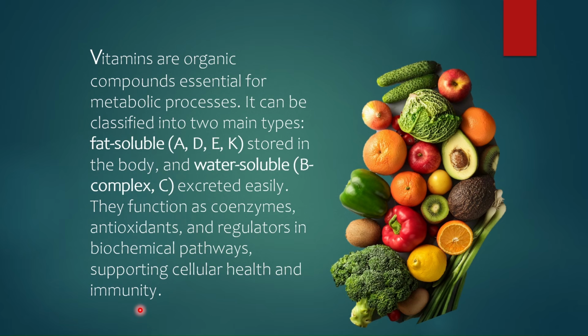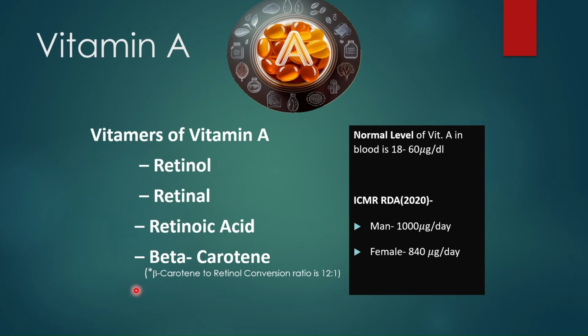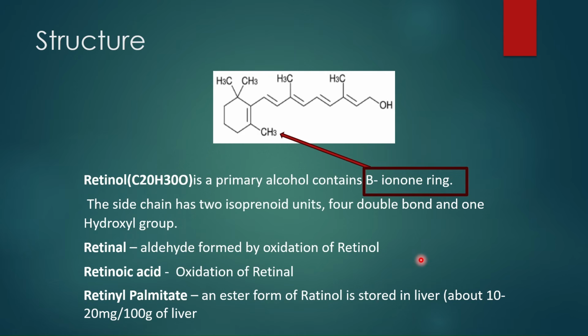So let's take a detailed overview of our important vitamins one by one, starting from vitamin A. Forms of vitamin A include retinol, retinoic acid, and beta-carotene. Beta-carotene is a plant-based vitamin A having 12:1 conversion ratio. Normal level of vitamin A in our blood is 80 to 60 microgram per deciliter. ICMR recommended daily allowance for vitamin A is 1000 microgram per day for male and 840 microgram per day for female. Let's look at its structure.